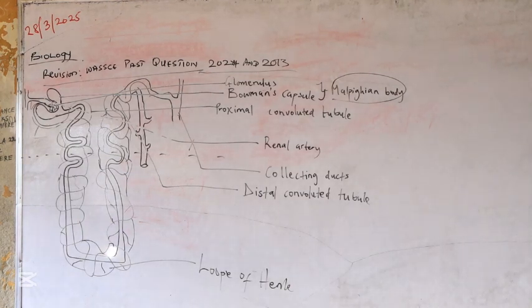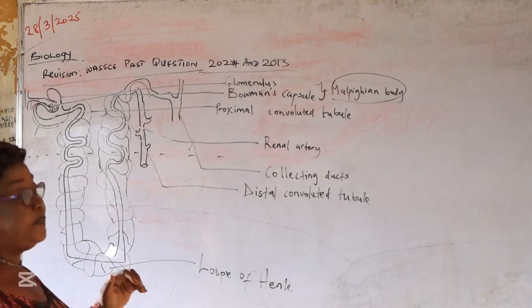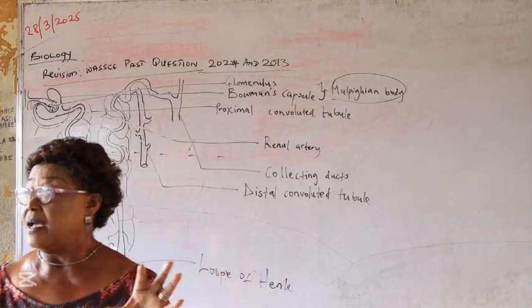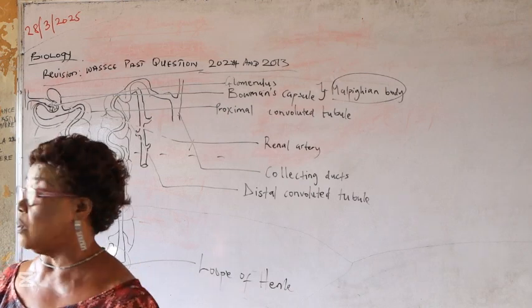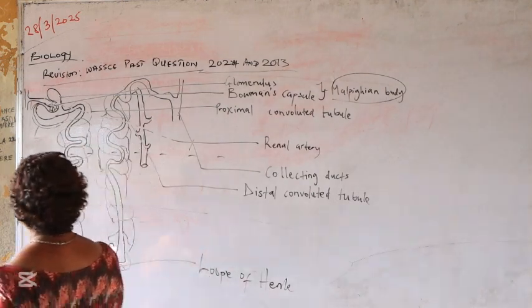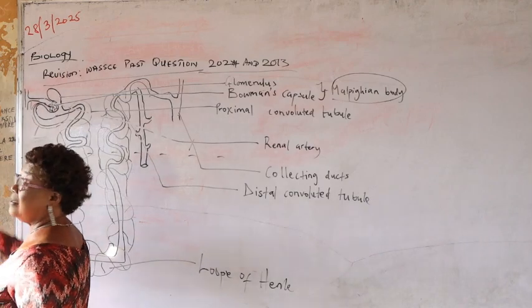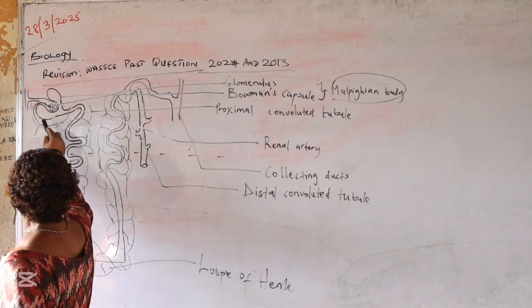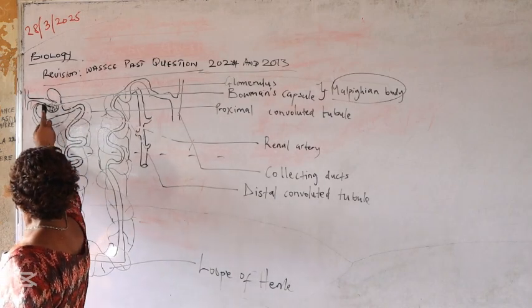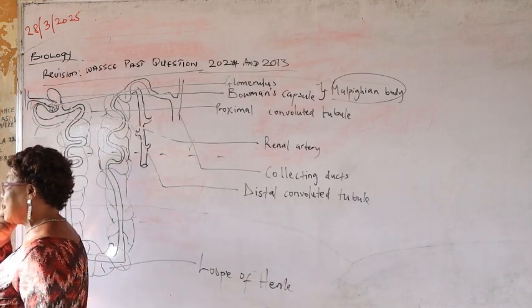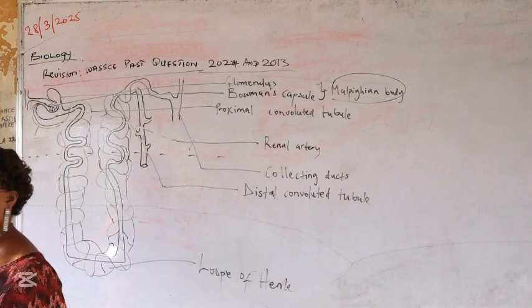And the ones that are allowed to pass, we have mentioned them. We have the glucose, the amino acids, plasma solutes, water, urea, and mineral salts. They are allowed to pass from the glomerulus into the capsular space.